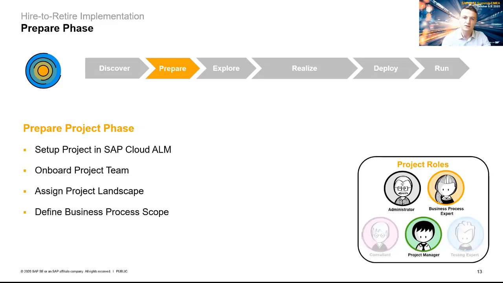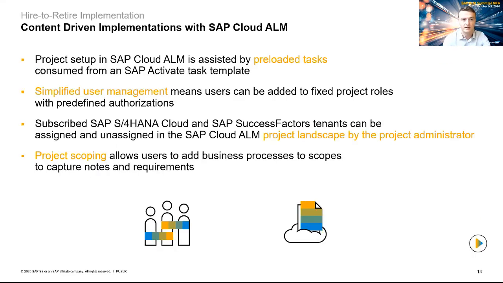So again, we can't look at every role given our time today, but what I am going to focus on is the administrator, the business process expert, and the project manager, and how each of these engage with SAP Cloud ALM in the prepare phase. So what we want to do is initiate that initial project setup, and we do this by focusing on the scenario to be implemented, hire to retire in this case. We're going to define some project milestones and, of course, assign the team. And all of this is made a whole lot easier in Cloud ALM by preloaded tasks.